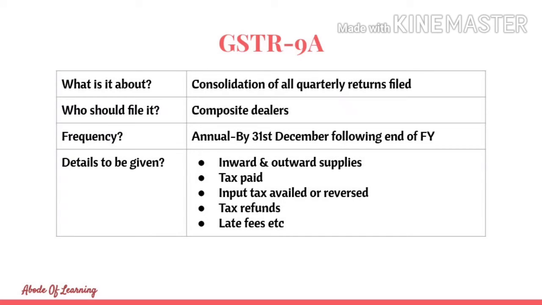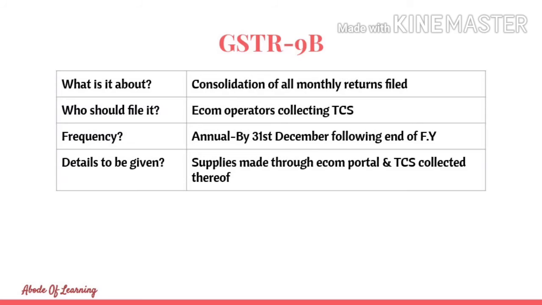GSTR 9A. So this is a return that has to be filed annually by composite dealers by 31st December after the end of the financial year. This is basically a consolidation of all quarterly returns, and details to be given in this return are inward and outward supplies, tax paid, input tax availed or reversed, tax refunds, late fees, etc.